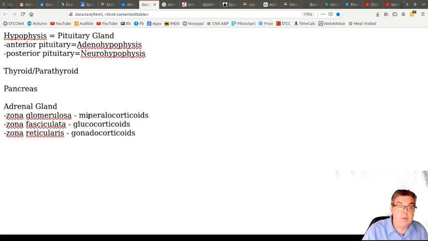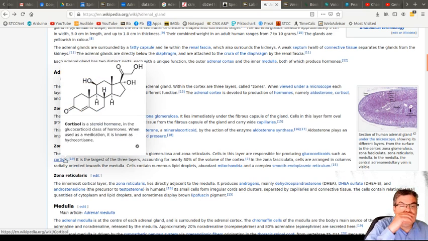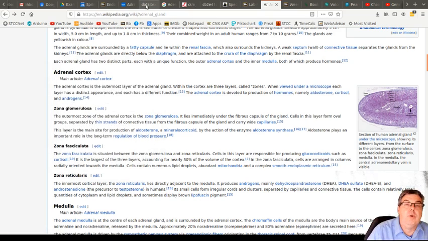So mineralocorticoids influence minerals like aldosterone, influencing sodium levels through the kidneys. Glucocorticoids influence glucose metabolism. There's got to be an example right here, right? Cortisol, that's one. There we go. Cortisol, which is a stress hormone, and therefore when you're under stress, it's kind of like fight or flight, and so it liberates energy-rich glucose for use.